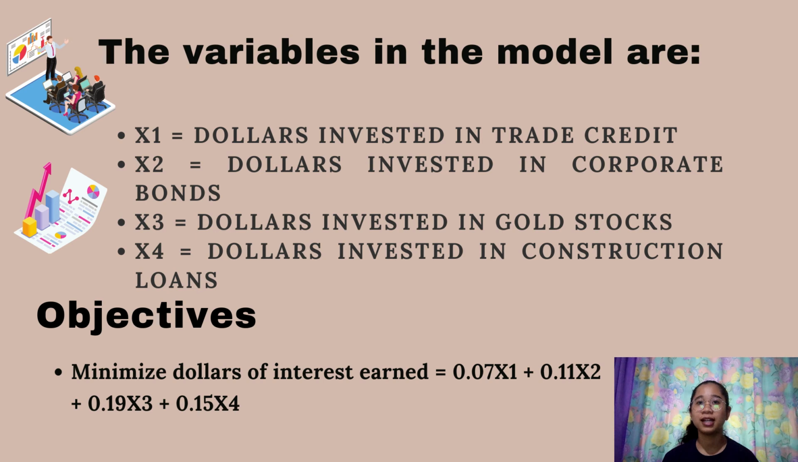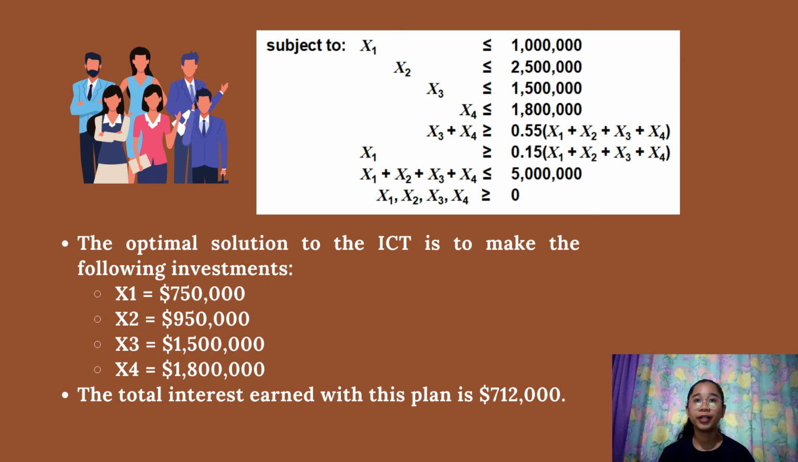The objective of ICT is to maximize dollars of interest earned with the help of the equation, which is the interest from the different fields multiplied by invested capital, and adding its products. Here are the constraints that will be used in solving the equation by using the Excel solver.